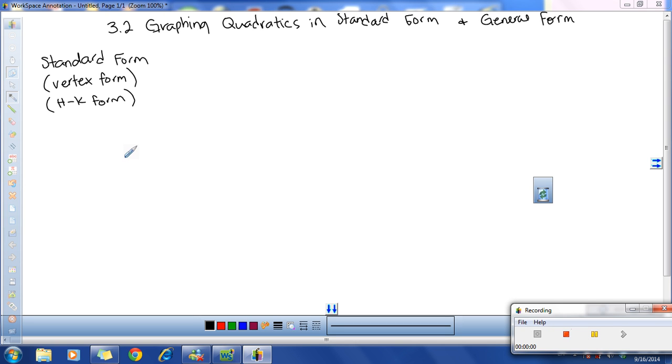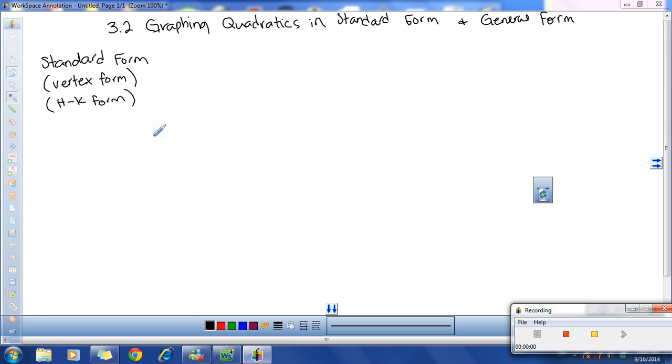Alright, so back to our notes from today. It was 3.2, Graphs of Quadratics in standard form and general form. Okay, I'm going to go back and show you a few more examples about how to graph functions that are both in standard form and general form.